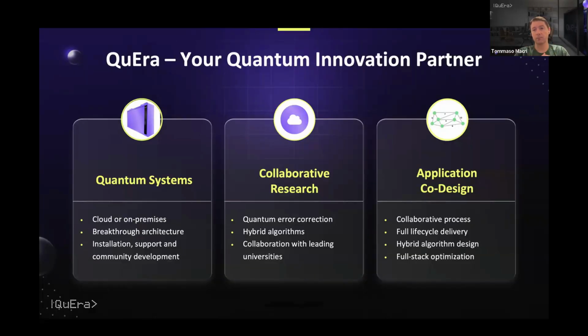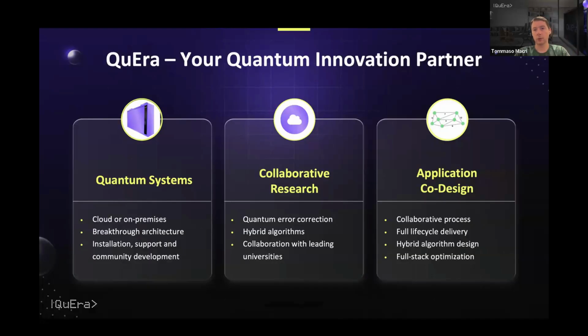The second pillar is focused on collaborative research, for example, on areas that are strategic for the development of this field, for example, quantum error correction or the development of hybrid quantum classical algorithms. And the third one is focused more on applications, both for academic purposes as well as for more industry-related areas, which is an area that we call application co-design.